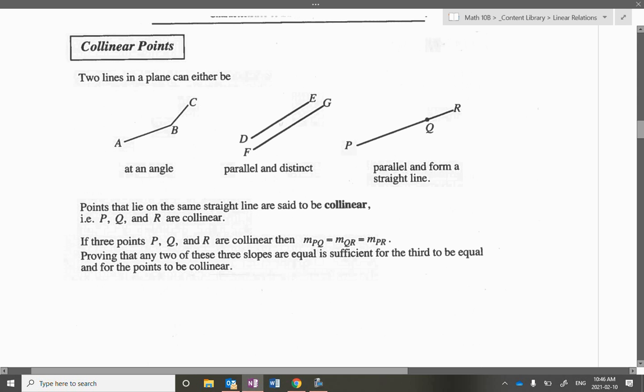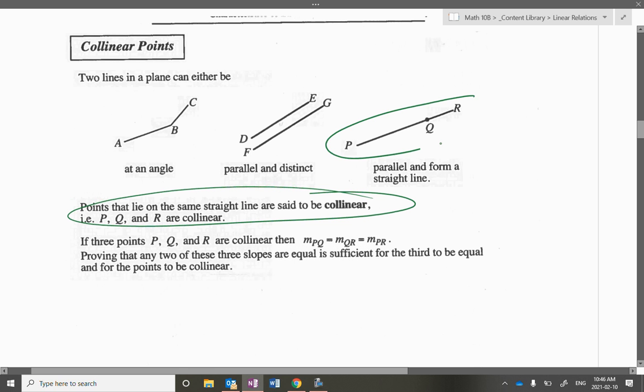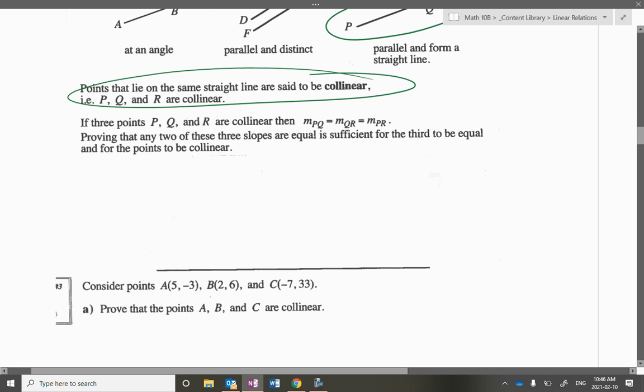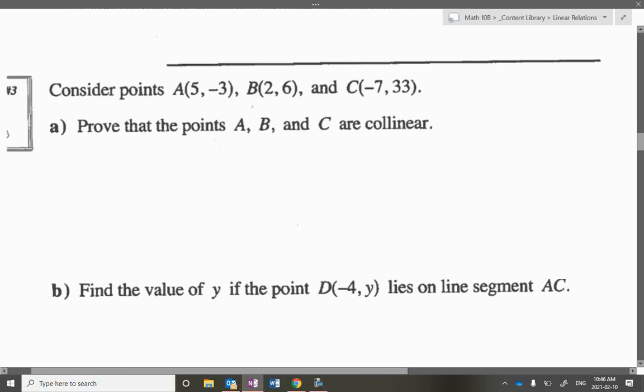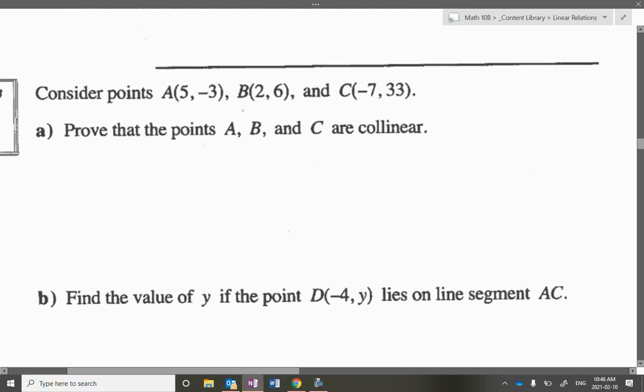Collinear is a term that we don't use a lot in the Alberta curriculum, but all it means is the points are on the same line. Points that lie on the same line are said to be collinear. For example, those 3 points are all on the same line. It's a fancy way of saying they're on the same line. I don't know why they do it that way. So let's look at this example here. Consider these 3 points. Prove that the points A, B, and C are collinear. So prove that they're on the same line.